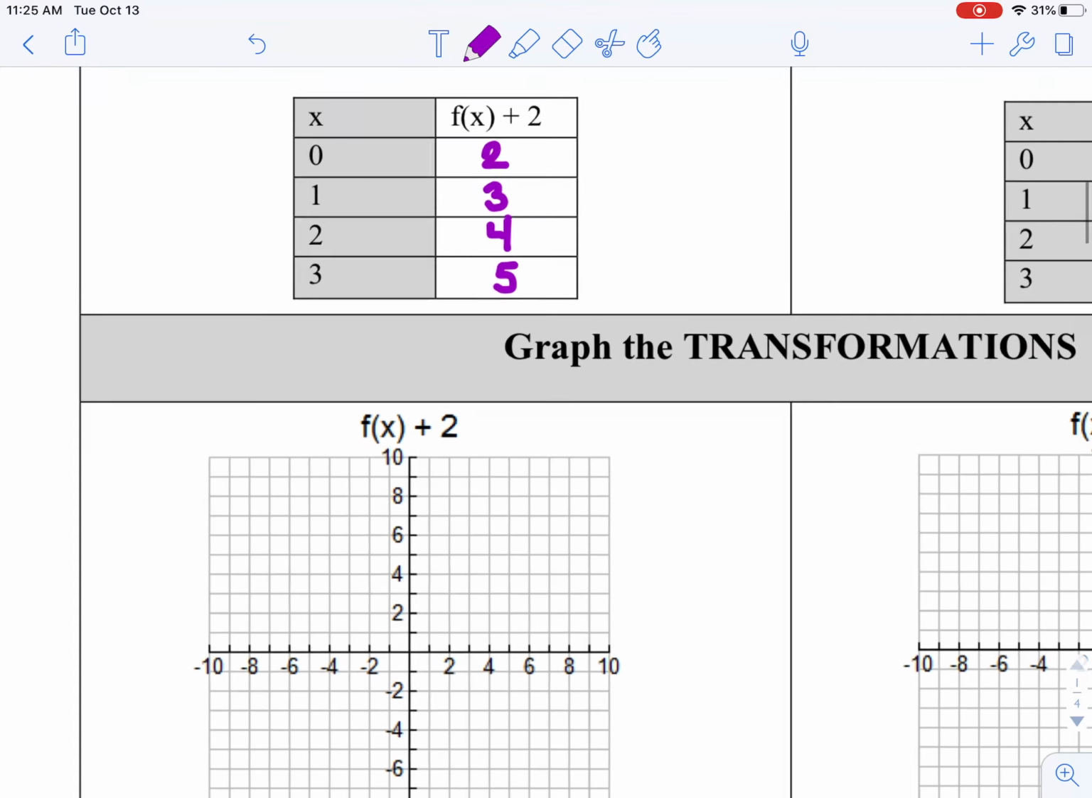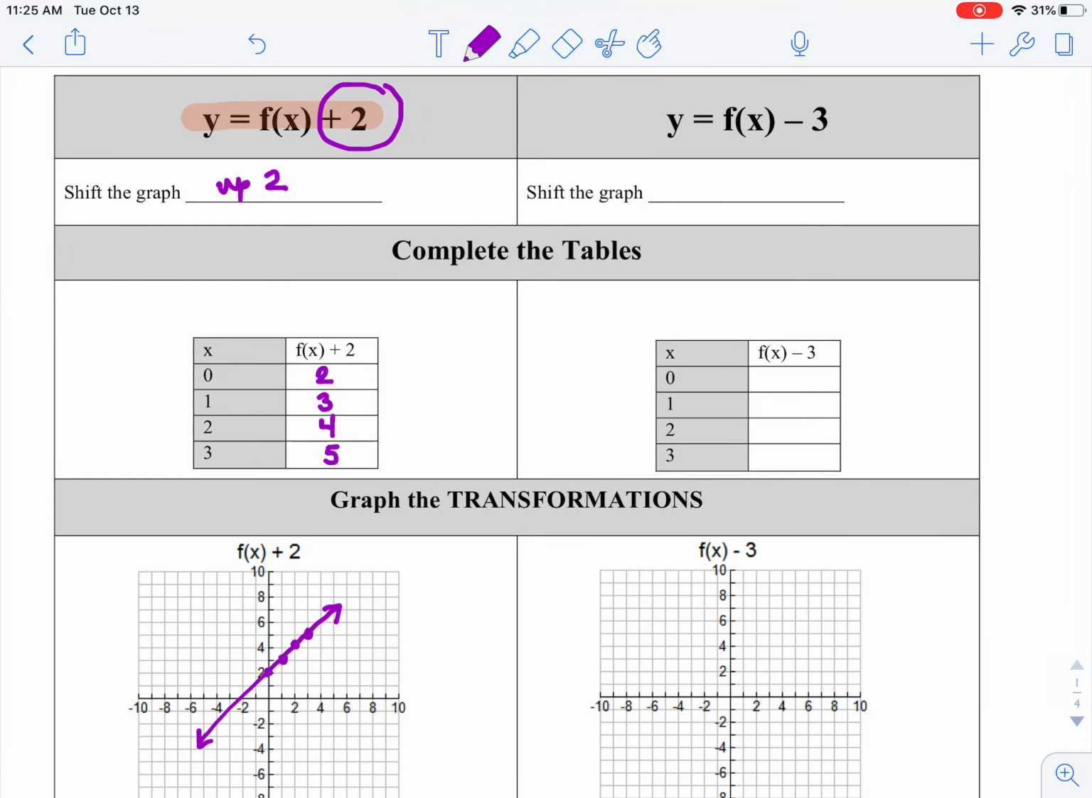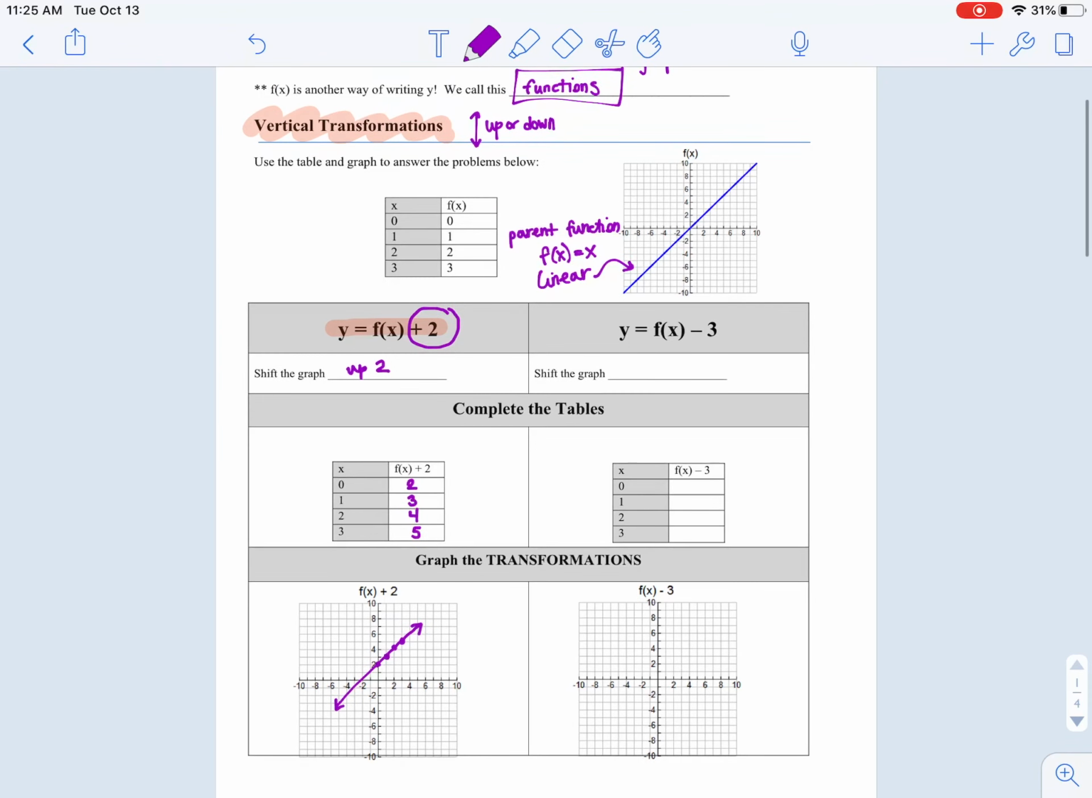So those are our new points. So let's go ahead and graph those points. (0, 2), (1, 3), (2, 4), and (3, 5). So you are able to graph our new line. And I'm going to zoom out here so that you can see the movement from our original graph to our new graph that had a transformation of up 2.